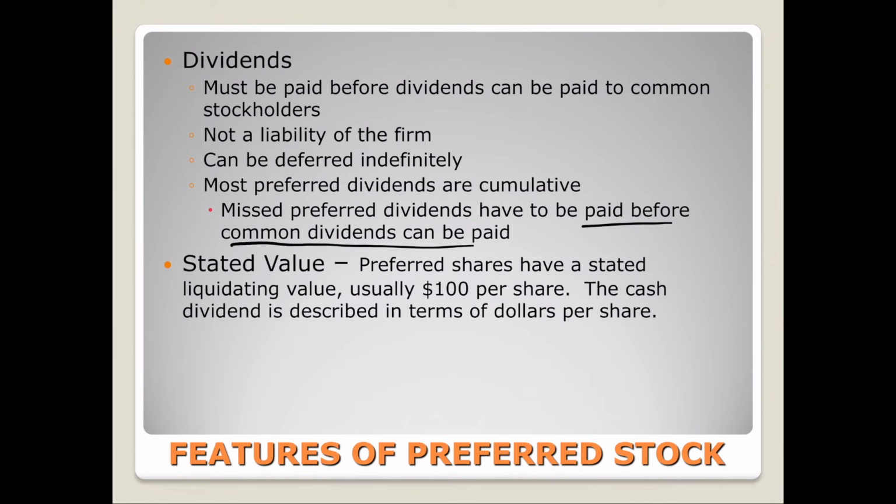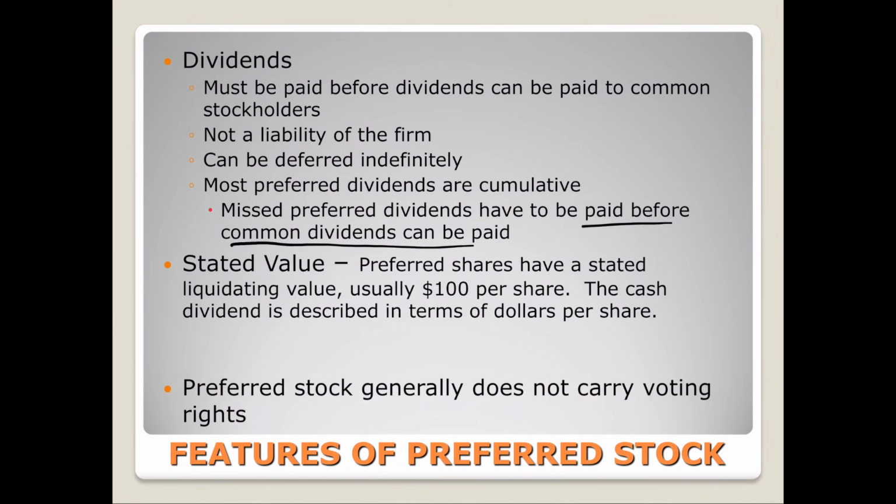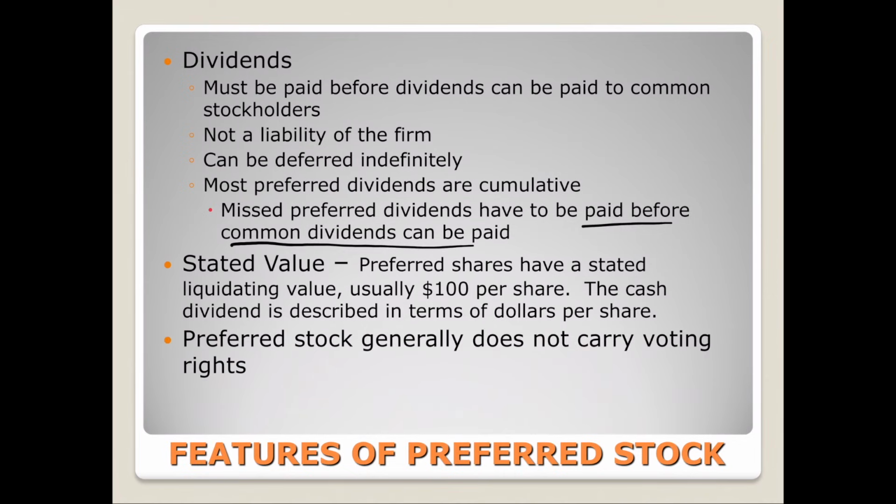They also have a stated value. Preferred shares have a stated liquidating value, usually $100 per share. And as I mentioned when we discussed zero growth, the cash dividend is described in terms of dollars per share. Oftentimes it's some percentage, similar to a bond and its fixed coupon payment. The fixed dividend amount is some percentage of the par value. Additionally, preferred stock generally does not carry voting rights.